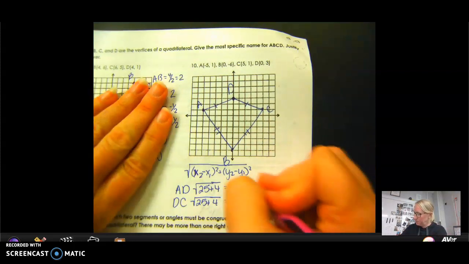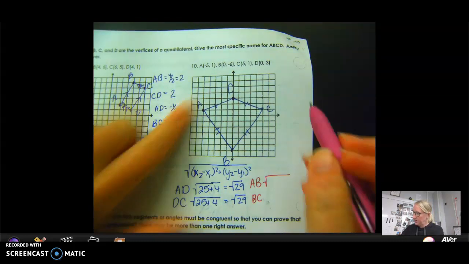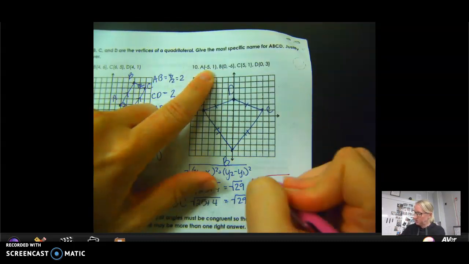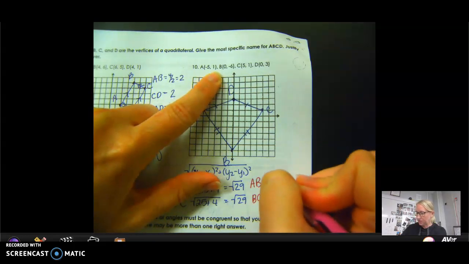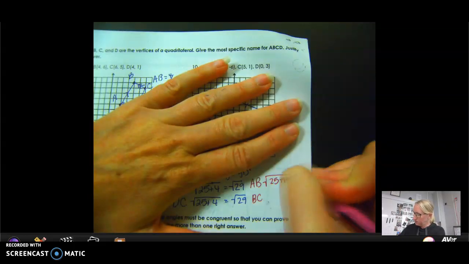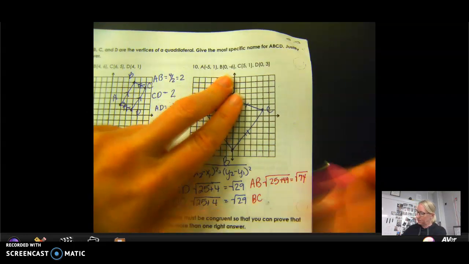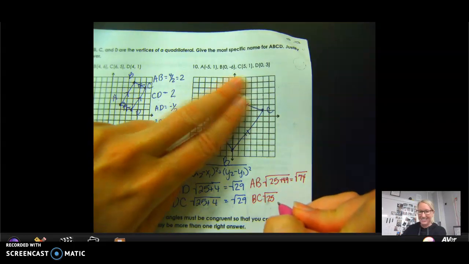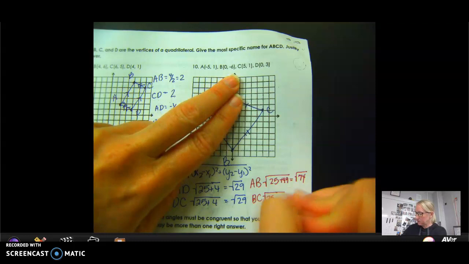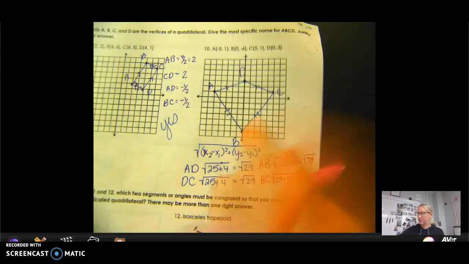Now I need to prove that A to B is congruent to B to C. So same way here. A and B, 0 minus negative 5 is 5, squared is 25. Negative 6 minus 1 is negative 7 squared is plus 49. So that is square root of 74. And then B to C, 5 minus 0 is 5, 5 squared is 25. 1 minus a negative 6 is positive 7 squared is plus 49, so that looks like it's going to be the same. So those are equal and those are equal to make this a kite.